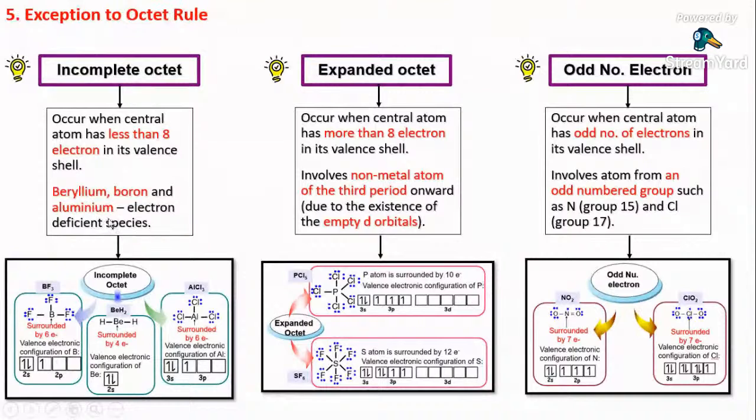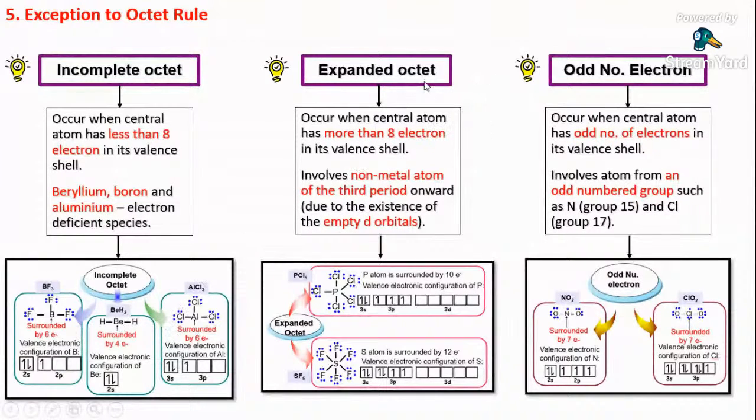If you check their formal charge, for boron it's actually equal to 0. Beryllium, 2 minus half times 4, equal to 0. Aluminium is also the same, 3 minus half times 6, equal to 0 already. That's why they have already achieved a stable state, even though there are no 8 valence electrons surrounding them. So please don't try to form double bonds for these electron deficient species.